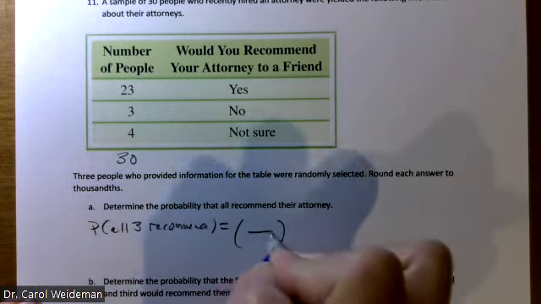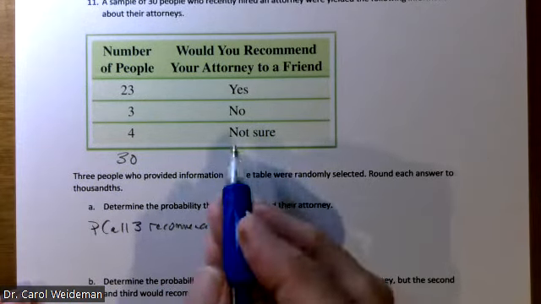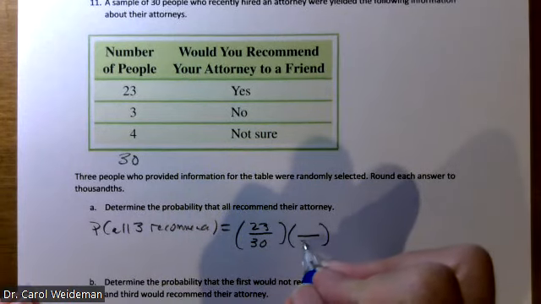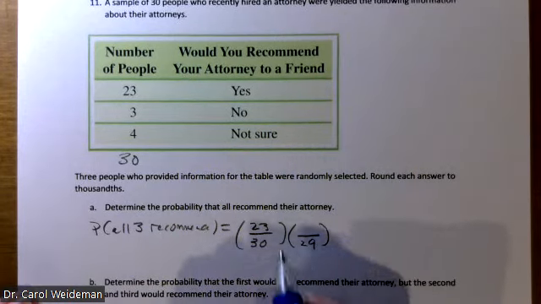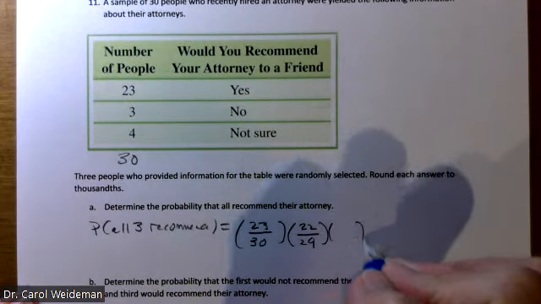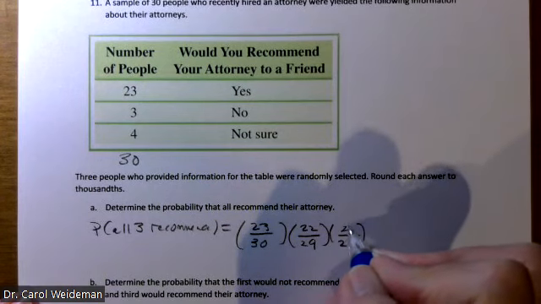All right, so the first time we go in to pick, we have 30 people to pick from. And how many would recommend? 23. Now we're going to go back in. We're not going to replace the first person. So we have 29 people left. We're going to assume the first one would recommend. So this drops down to 22. And then again down to 28 on the third draw and 21 there.